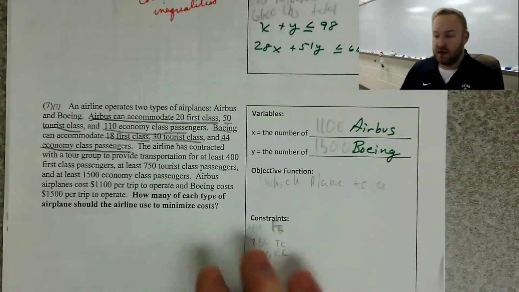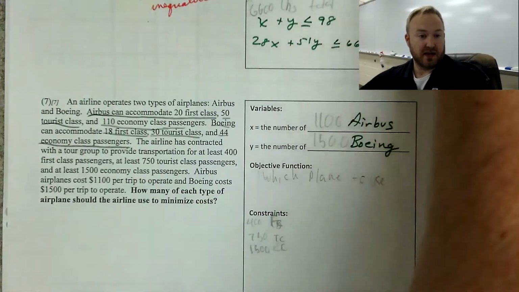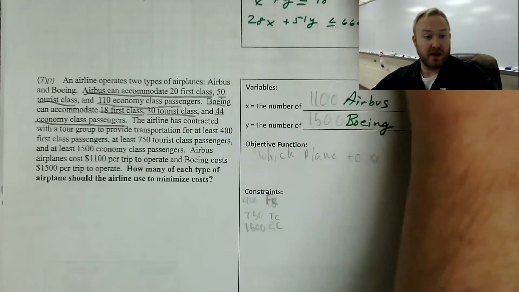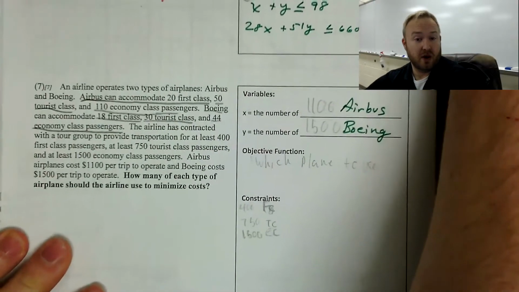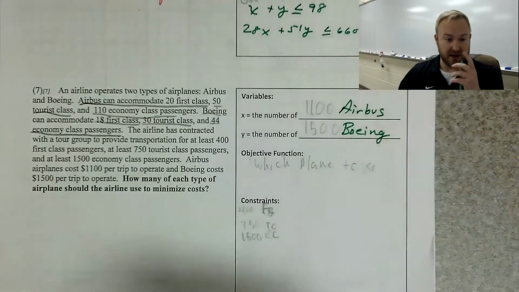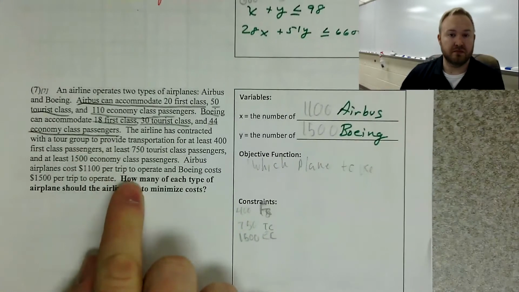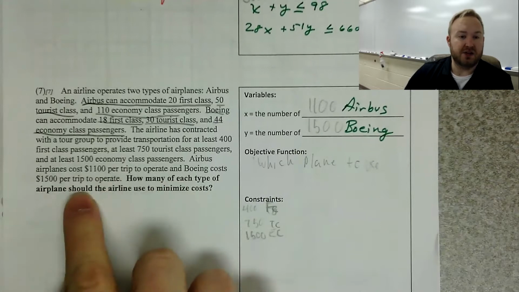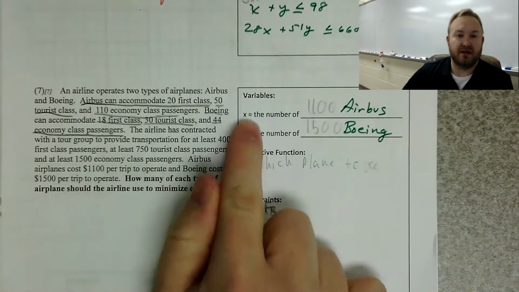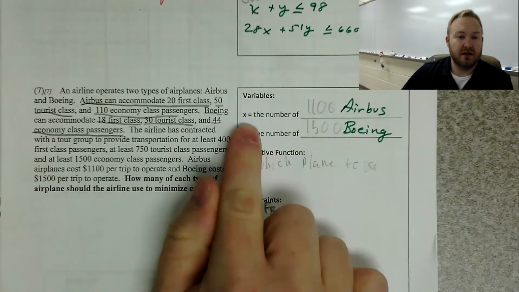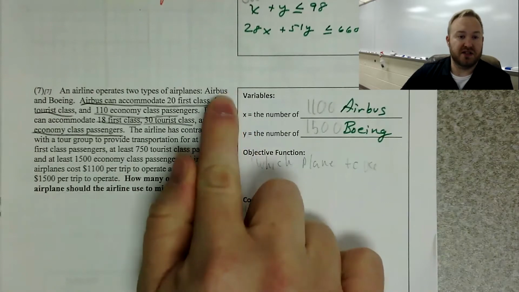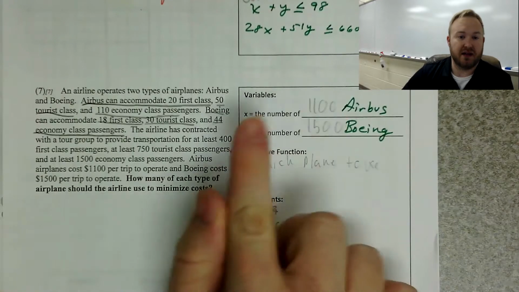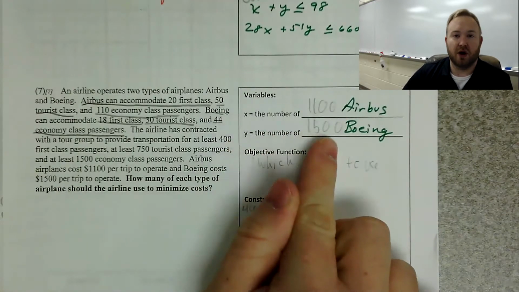All right. So we had already gotten into this a little bit. An airline operates two types of airplanes, the Airbus and Boeing. If we skip down to this last sentence here, we're ultimately trying to find the number of each type of airplane. That tells you what your variables are going to be: each variable represents one of the different types of airplanes. So X is the number of Airbus planes and Y is the number of Boeing planes.